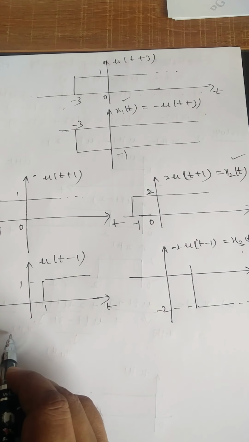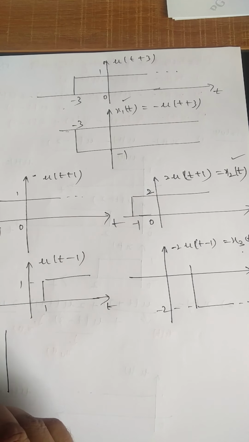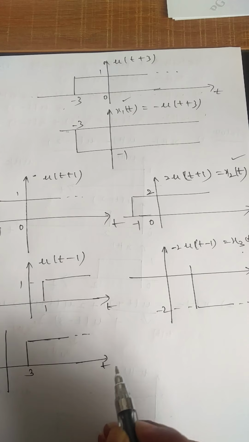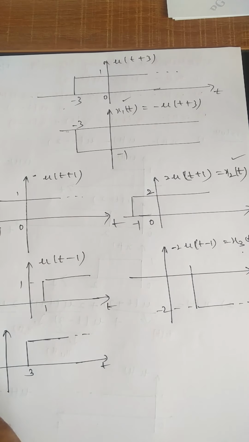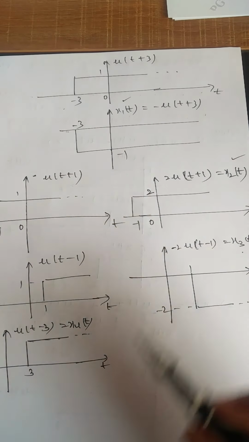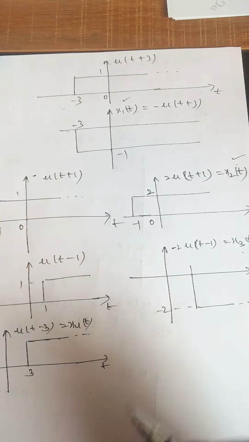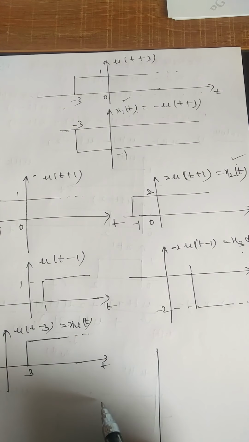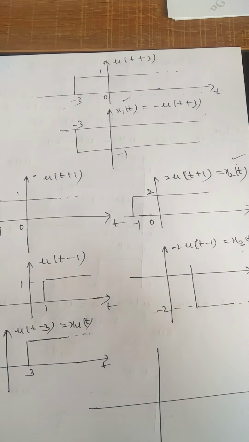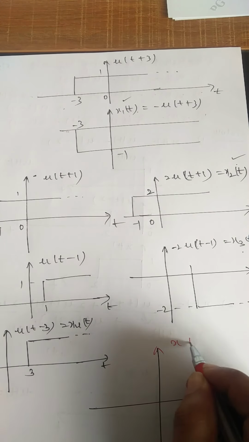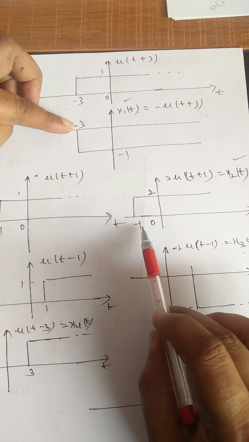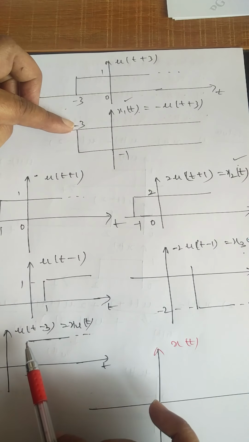Next, x4 of t is u of t minus 3. u of t minus 3 starts from 3 and goes to plus infinity. Okay, this is the t and this is the u of t minus 3, that is nothing but x4 of t. Now I should add these x1, x2, x3 and x4. I'll add these signals, that is, final x of t is given by x1 of t plus x2 of t plus x3 of t plus x4 of t. See, x1 of t starts from minus 3, x2 of t starts from minus 1, x3 of t starts from plus 1, x4 of t starts from 3 here.